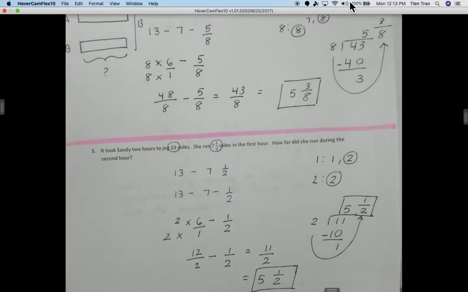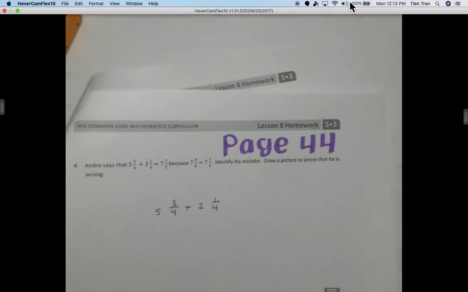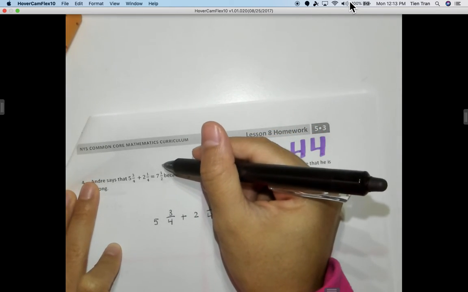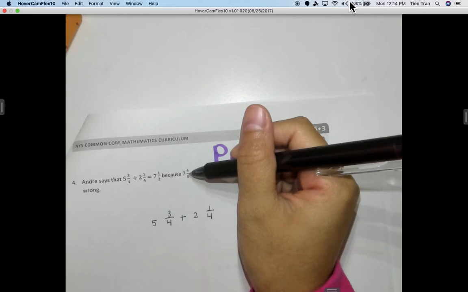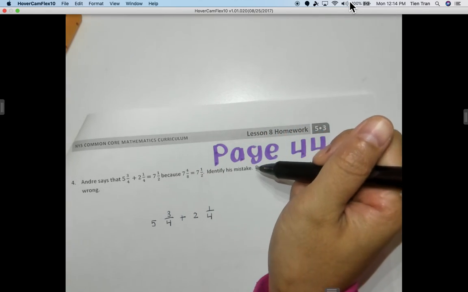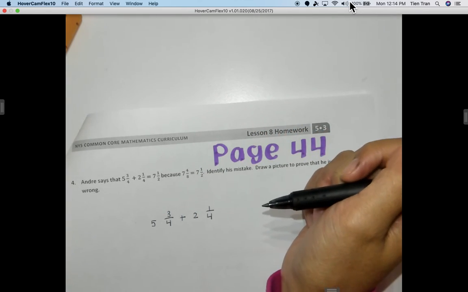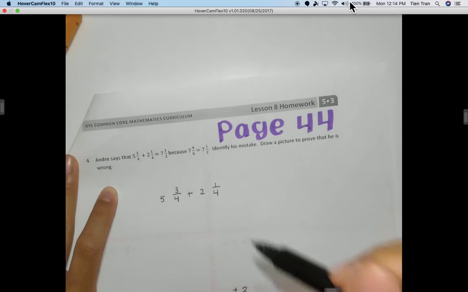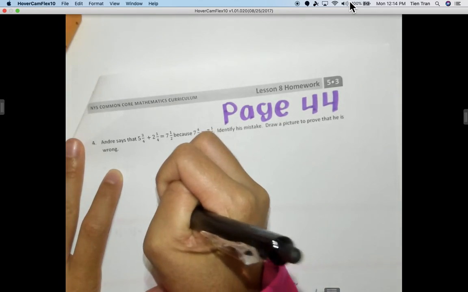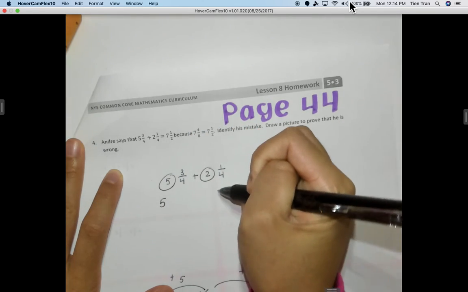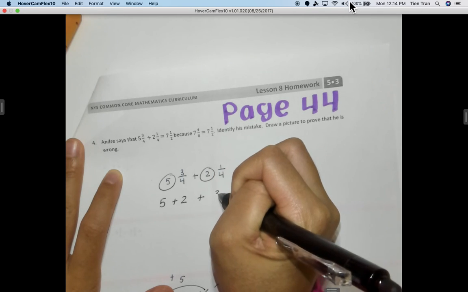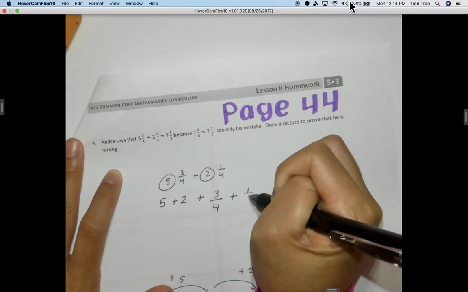Now I'm going to do problem number 4. For problem 4, I have 5 and 3/4 plus 2 and 1/4 is equal to 7/2 because 7/4 is equal to 7/2. Identify his mistake. Draw a picture to prove that he is wrong. So right here I have 5 and 3/4. What I'm going to do is add the 5 and 2. And then I'm going to add 3/4 plus 1/4.